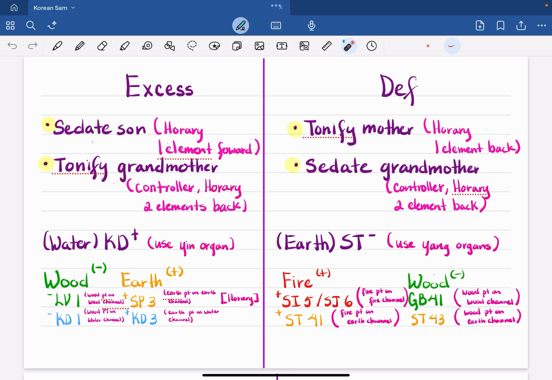And then we didn't finish it. We have to tonify the mother, right? So the fire, so you have to look for the fire point on the earth channel or on the stomach channel. That would be stomach 41. And that suffices the first rule right here.